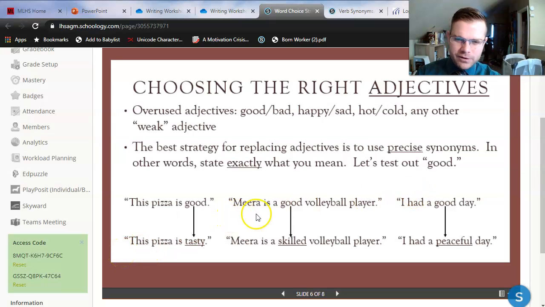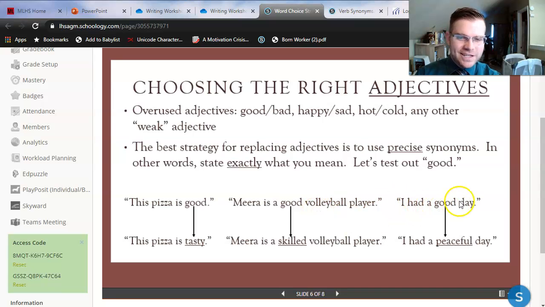But I don't mean that Mira is a tasty volleyball player. That's a weird and creepy thing to say, right? What I really mean is that Mira is a skilled volleyball player, or Mira is a fast volleyball player, or a strong volleyball player, or a talented volleyball player. Again, by being specific, I'm being clearer about what I mean by good.